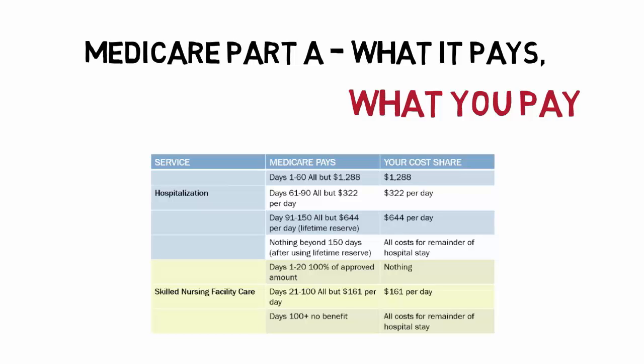For skilled nursing, days 1 through 20 are covered 100%, you pay $0. Then for days 21 through 100, you pay $161 per day. After that, all of the costs come out of your pocket. Medicare doesn't cover long-term care.